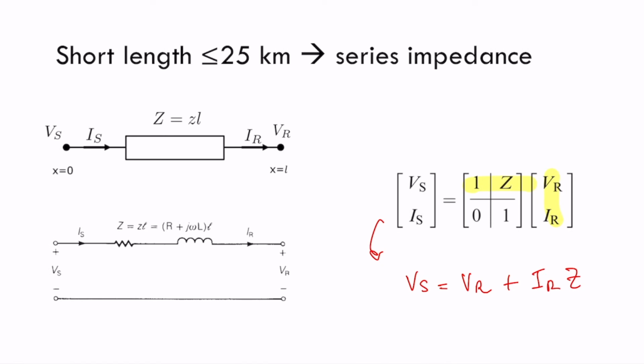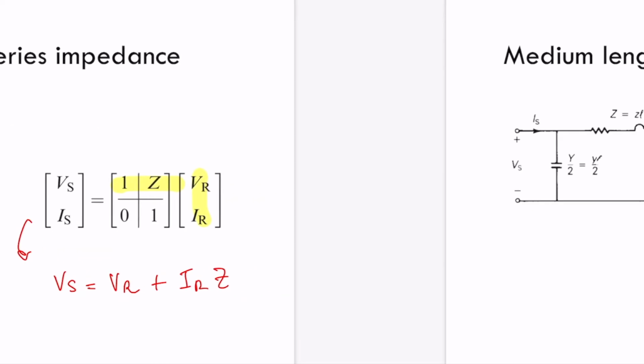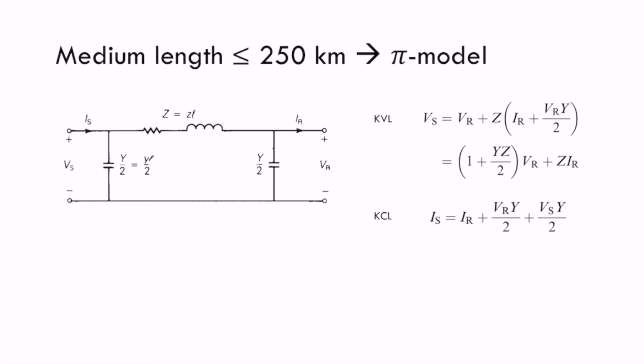Okay, well, this is a very simple model. This worked pretty well for short length lines, less than 25 kilometers. It is also sometimes called just a model of series impedance, because we have only one impedance in series. Well, there is another model which is very popular. This is the most popular model in modeling power lines, which is called the pi model. And pi basically because it looks like the pi number.